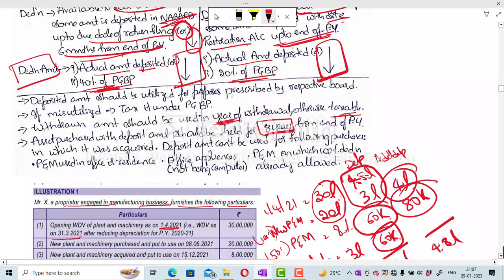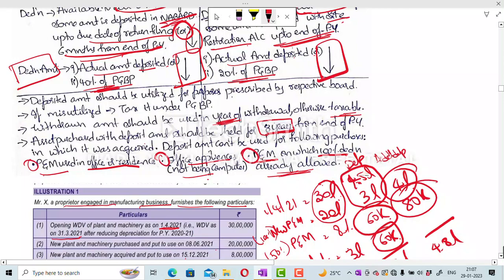And the deposit amount cannot be used for the following purposes. For what purpose? For purchasing plant and machinery that will be used in office and residence. For purchase of office appliances, not being the computer, they can purchase a computer, but any other office appliances they cannot purchase. And they cannot say that I have purchased one plant and machinery, but I got 100% reduction in some other section. They cannot invest in such assets for which they get 100% reduction in some other section. Okay, all these 3 assets.